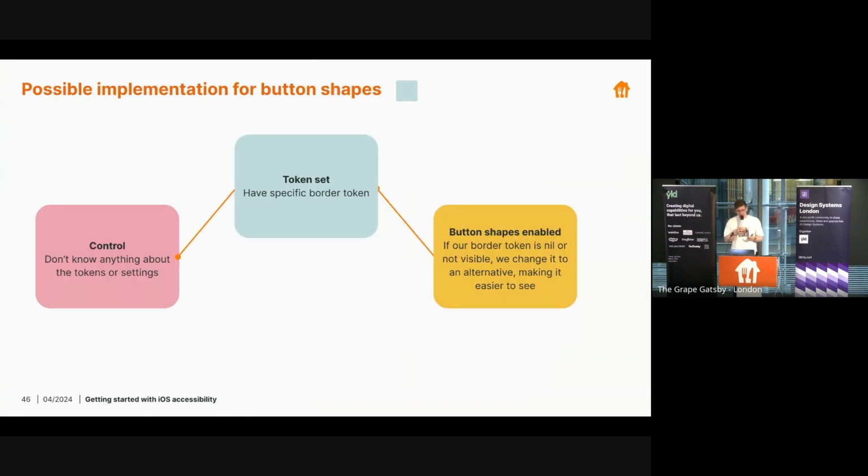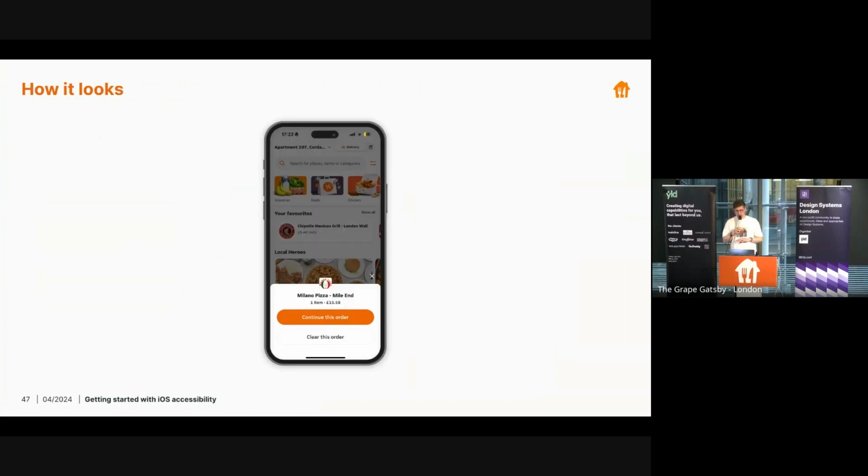The next thing is about button shapes. So how it's structured in our case: we have controls, for example buttons, and the control itself doesn't know anything about tokens or settings, but the token set has a specific border token. If button shapes is enabled and we detect that the border token is nil or clear, we try to switch it to an alternative one, to make it easier to see. Again, how it looks in an Apple app.